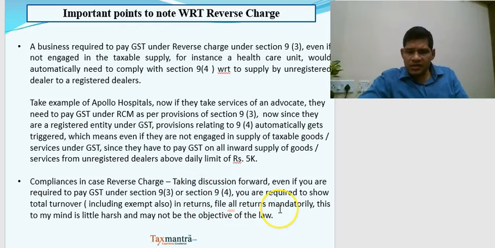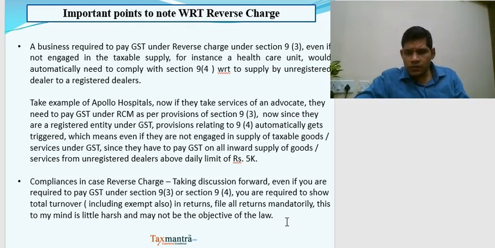Also, taking the discussion forward, even if you are not required to pay GST under 9.3 or 9.4, you are still required to show total turnover. For example, Apollo Hospital needs to now file the GSTR 1, 2 and 3, and they have to show the complete exempted supply also, which otherwise would have been totally exempted. Even though they are not paying any GST, they have to show it, because the forms are like that, full disclosure is required to be done. They need to file all the returns mandatorily, and this to my mind is a little harsh, and I think this is not the objective of the law.